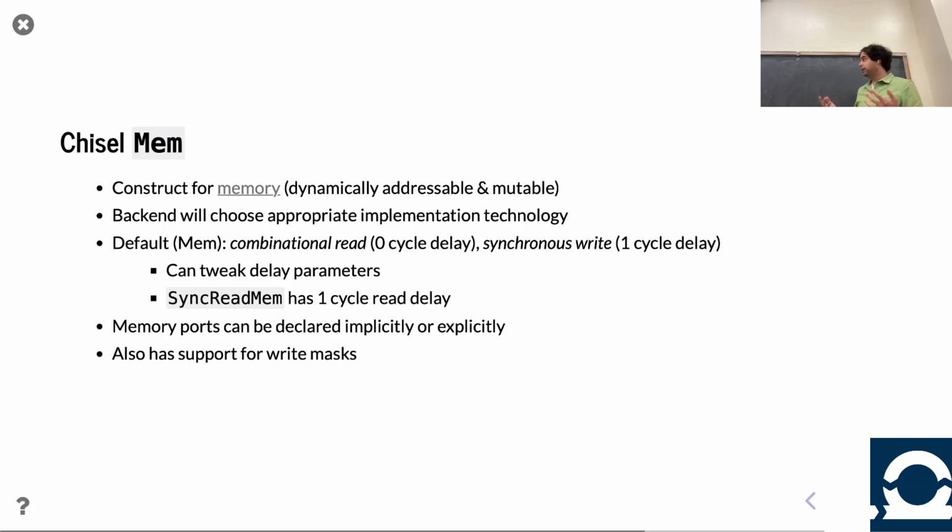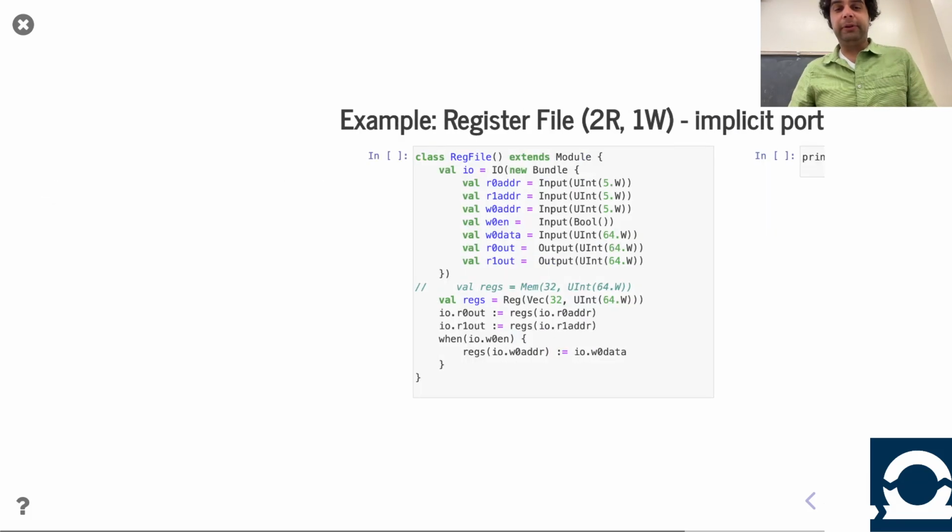You can make it 2 or 4 cycle delay, which maybe better matches the technology you have in your design. And we'll see some examples, but mems are pretty nice. So in Chisel, you can have this very fluid way of working with them where you can just access it however you need to, both for reads or writes, and the ports are declared implicitly as you're using them. Some people don't like that design style, and they instead prefer to have very explicit memory ports. Also okay. And yeah, I can do things like write masks and all that other good stuff. Let's go ahead and see some examples.